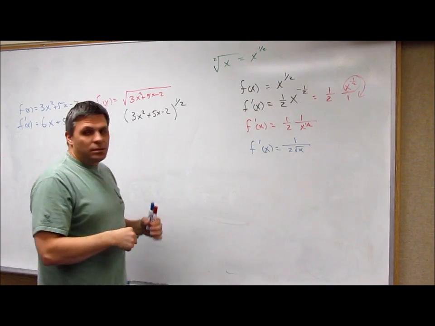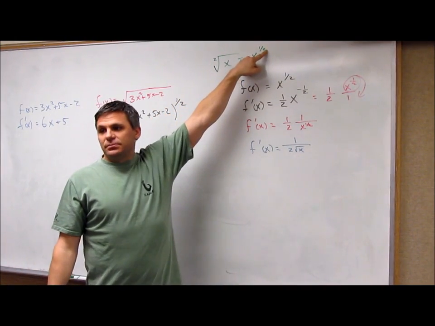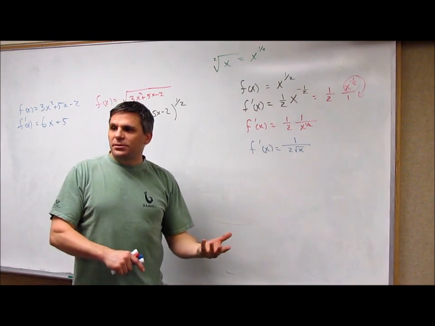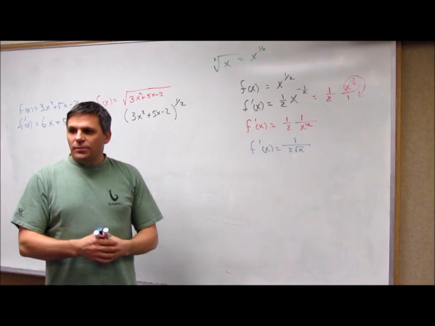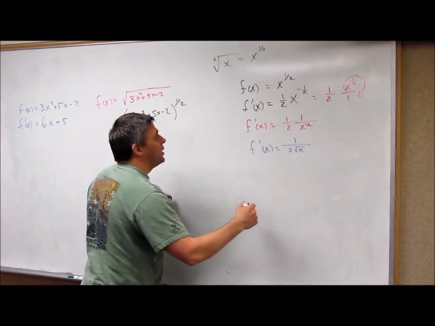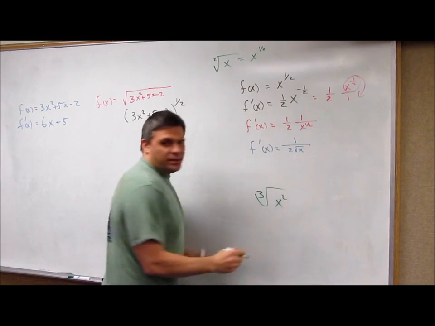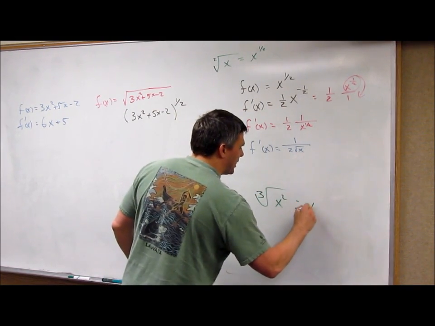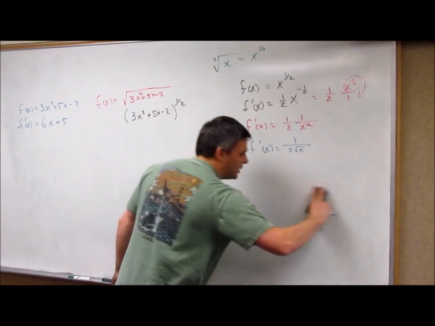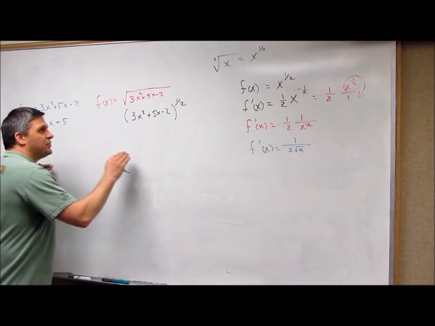So it'd be just like flipping the 2. Like we did, the 2 is always on the bottom. So if it was cubed root, it'd be 1/3. If it was a 4th root, it'd be 1/4. If it was cubed root of x squared, it would be x to the 2/3. Right? Okay, but the point here is, we're almost done.